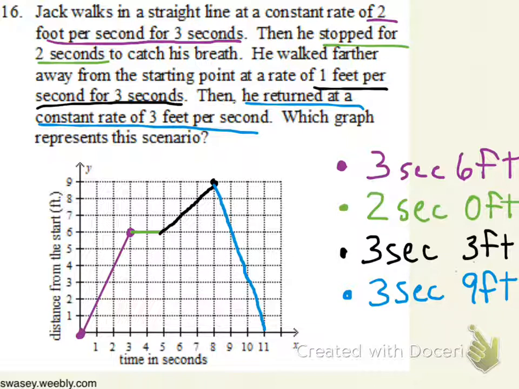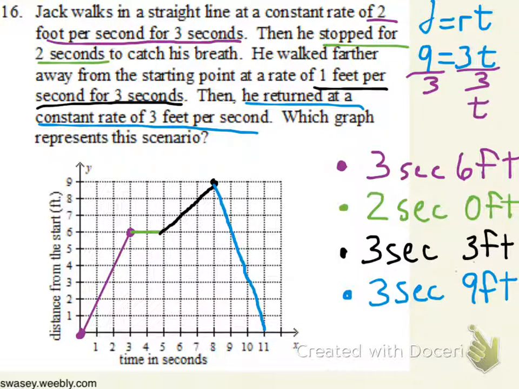If you forget how to do that, you can do distance equals rate times time. We know the distance is 9 because he's 9 feet away and he's going all the way back to the starting point. The rate is 3, so you could divide 9 by 3 and see that the time has to be 3 seconds.